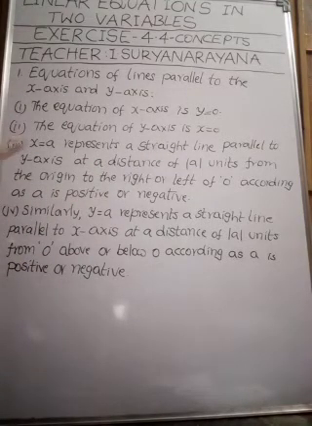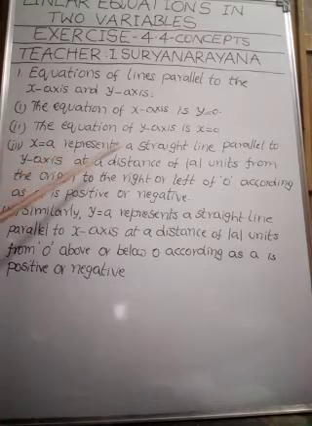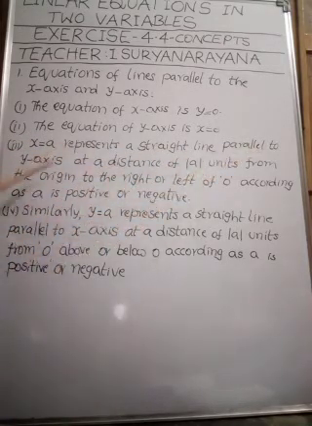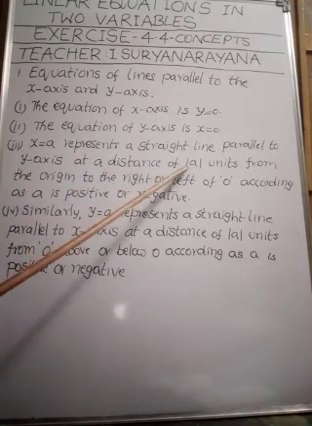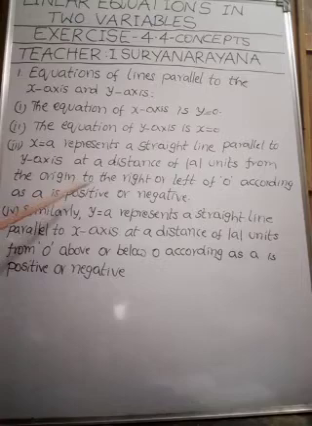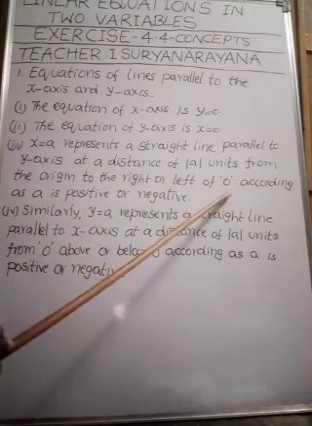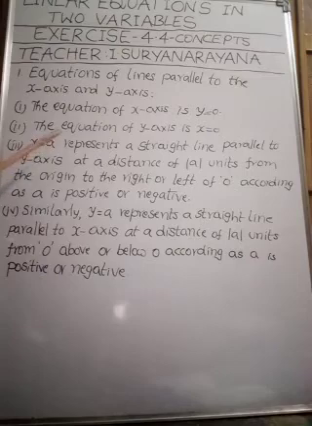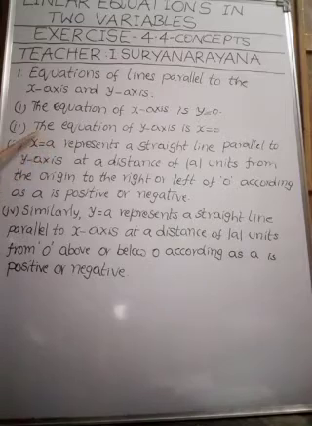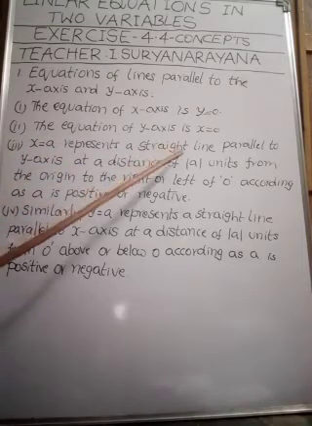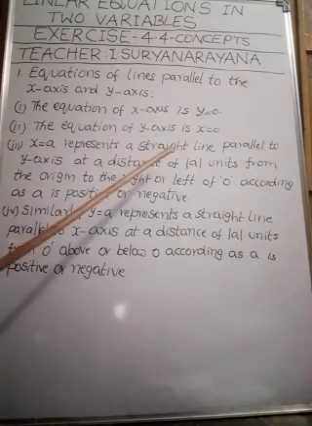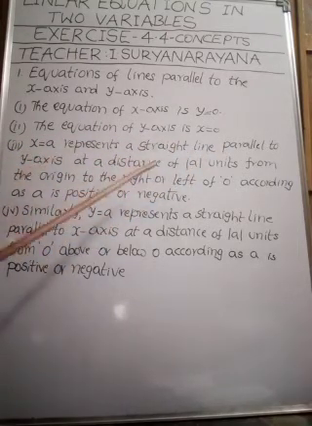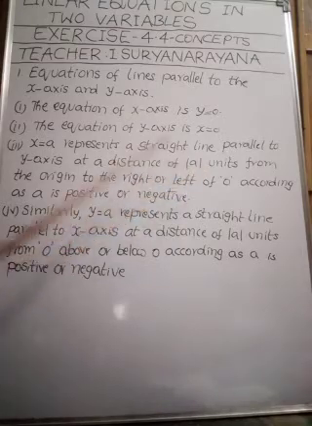Right. Now come to the third point. x is equal to a represents a straight line parallel to the y-axis at a distance of modulus of a units from the origin, to the right or left of the origin according as a is positive or negative. Okay, my children, suppose x is equal to some number a, a non-zero number is given. Then this equation represents a straight line. The graph of this equation is a straight line parallel to the y-axis at a distance of modulus of a units from the origin.